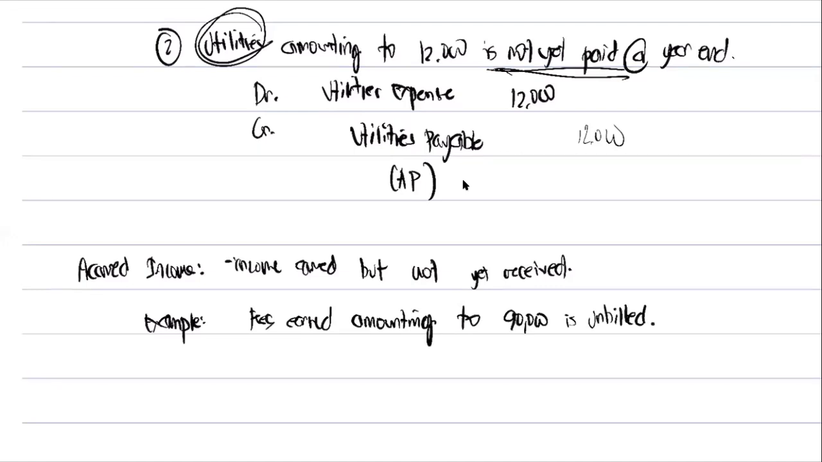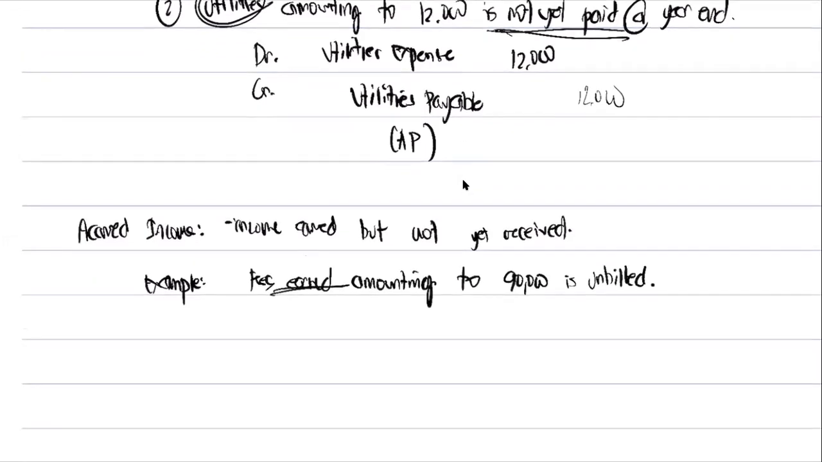Fees earned amounting to 90,000 is unbilled. So when we say unbilled, hindi pa nakapagbayad, hindi pa natin binibill yung kliyente. But it is already earned. Since it is already earned, what is our pro forma entry again in your accrued income? We just debit a receivable and we credit an income.